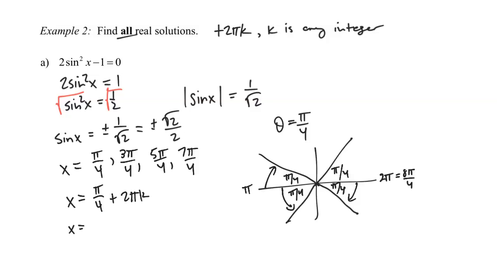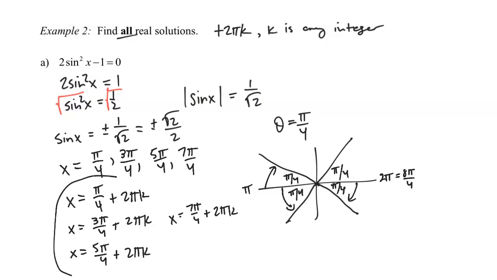And x is equal to 3 pi over 4 plus 2 pi k, any integer number of revolutions. X is equal to 5 pi over 4 plus 2 pi times k, where k is any integer. And then finally, x is equal to 7 pi over 4 plus 2 pi k. And so all four of these statements are the final answer.